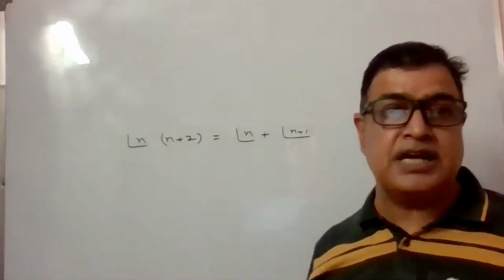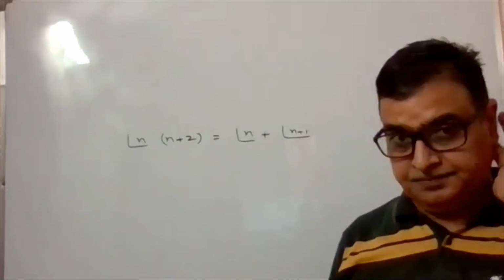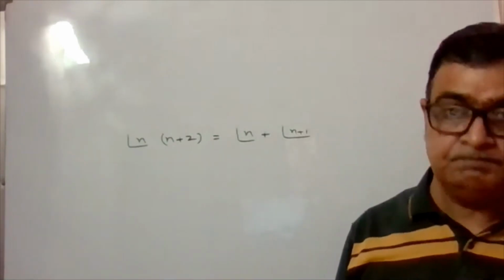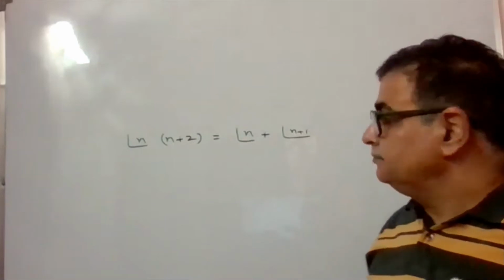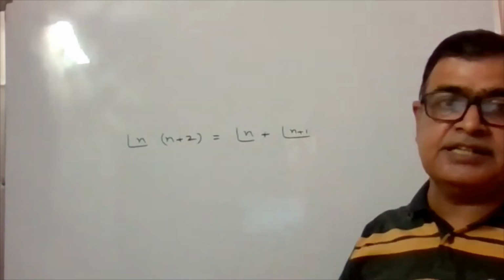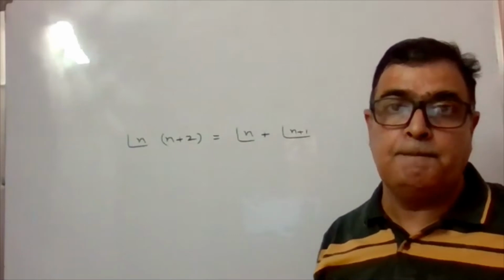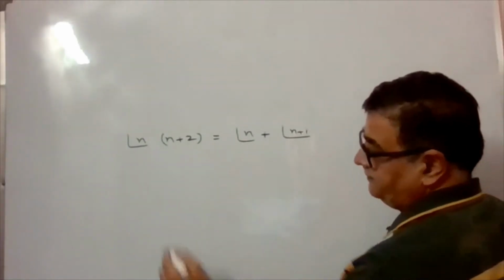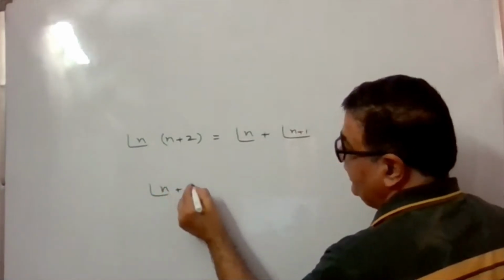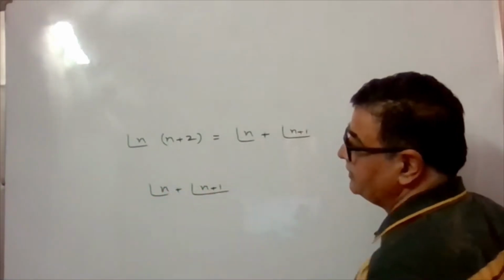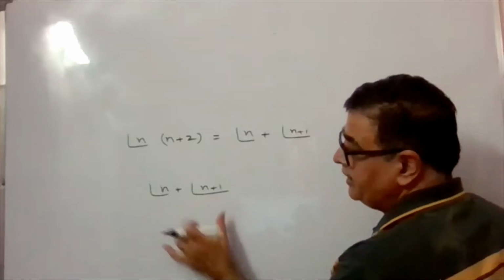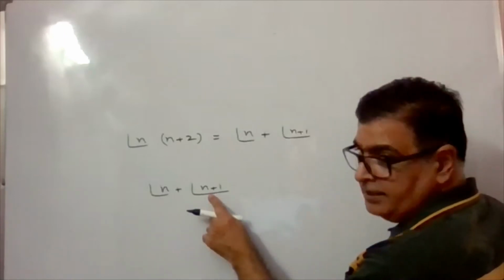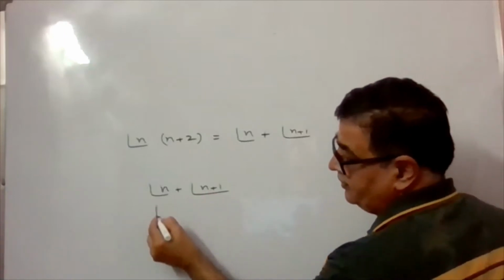You can start from any side and bring the second side. Better you start with the right hand side: factorial n plus factorial n plus 1. Which is bigger this time? N plus 1 is bigger. So I should open it.